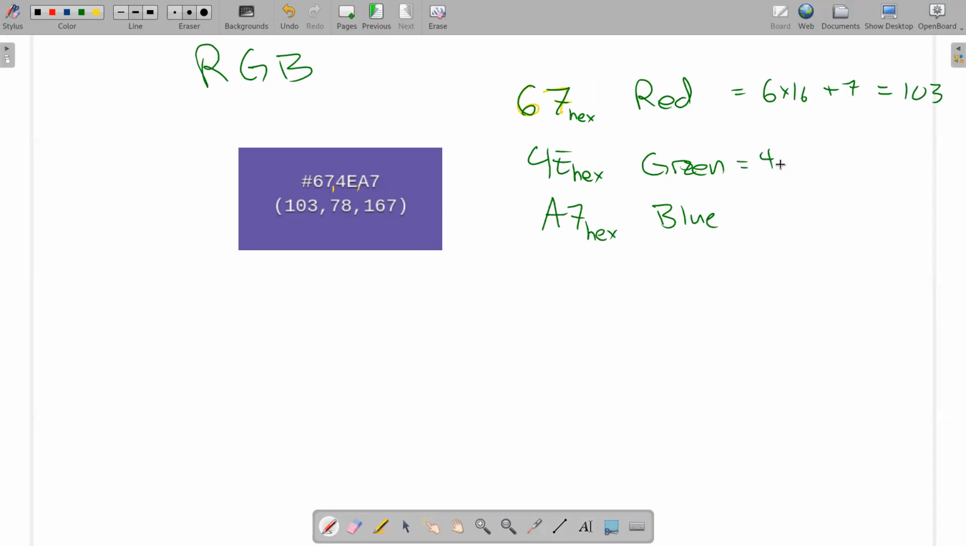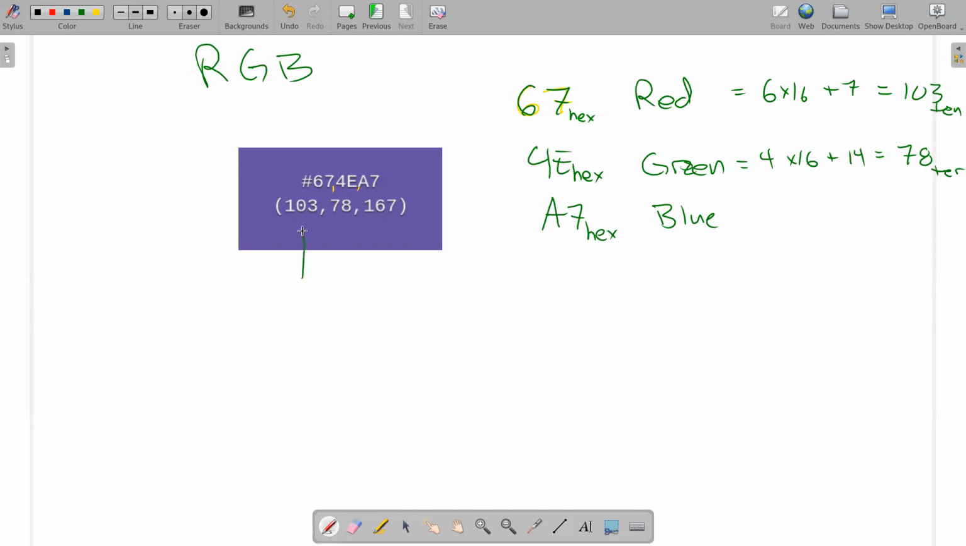Green, that would be 4 16s. And E, let's see, A, B, C, D, E is 14. So that would be 14 ones. So 4 times 16 is 64, plus 14 is 78. So these are the base 10 versions of these numbers.